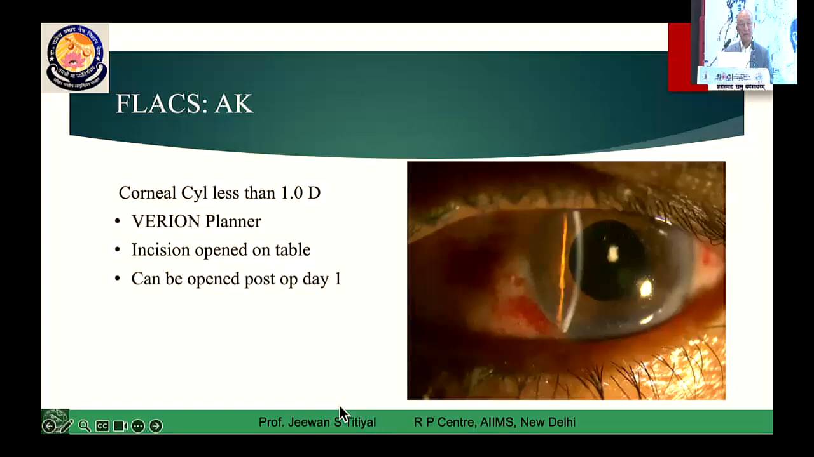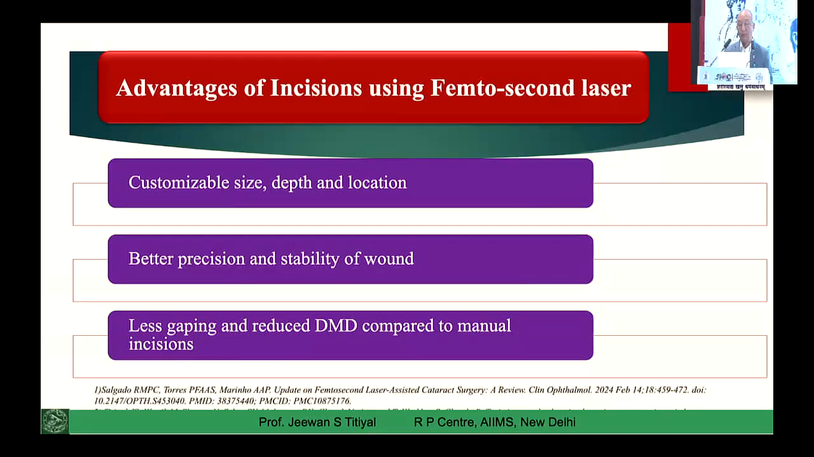So next day you can titrate after your surgery. Don't open the incision on the table the day you're operating. Next day, see what is your amount of cylinder with the patient. Then you can still titrate opening of these incisions also. I take around 1 diopter as a cutoff for doing an arcuate keratotomy in femtosecond laser cases. And that might help you sometimes in cases where they don't opt for a toric lens.